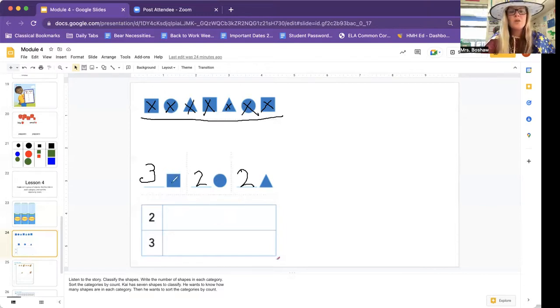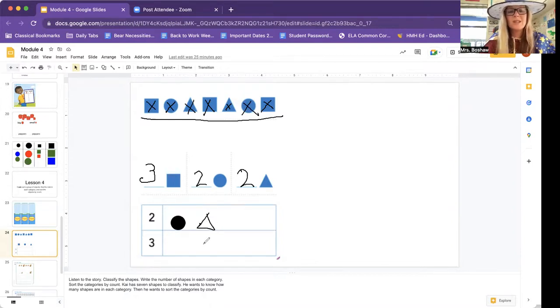So are there 2 squares? No. Are there 2 circles? Yes. So I'm going to put a circle here because there are 2 circles, so that goes in that category. Now, how about triangles? Are there 2? Yes, so we can put a triangle here.